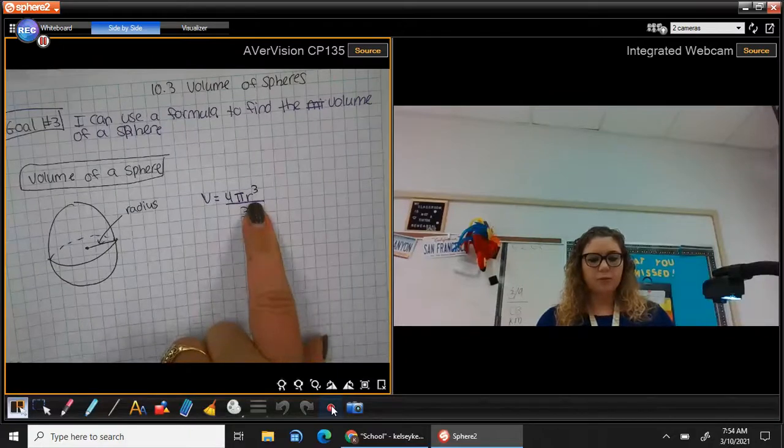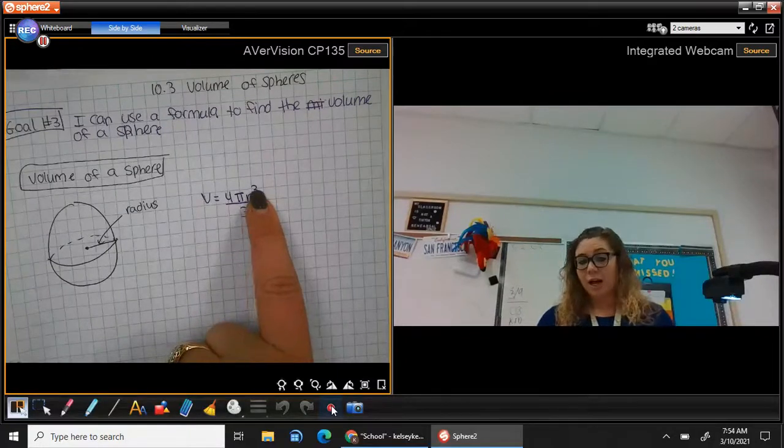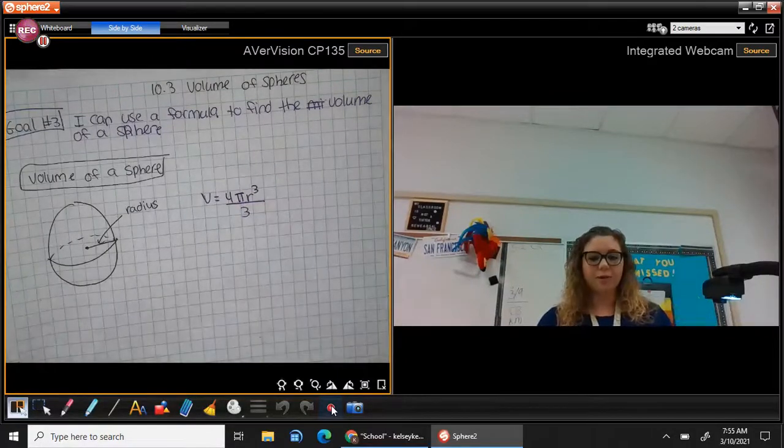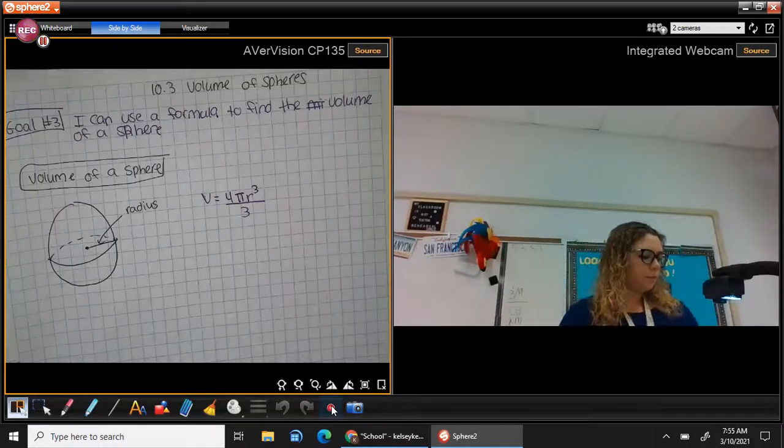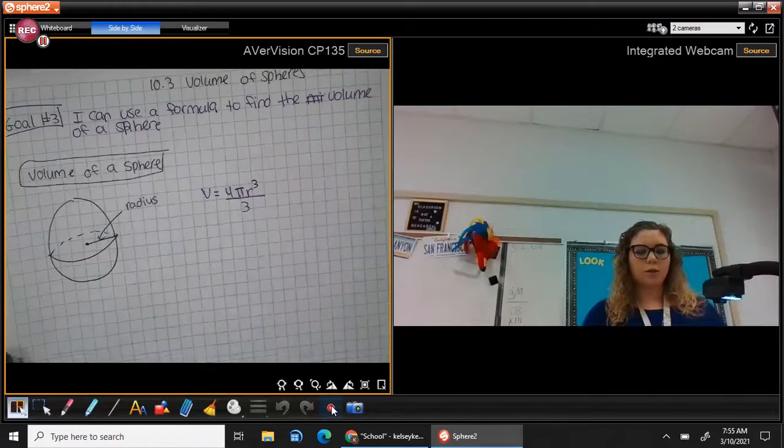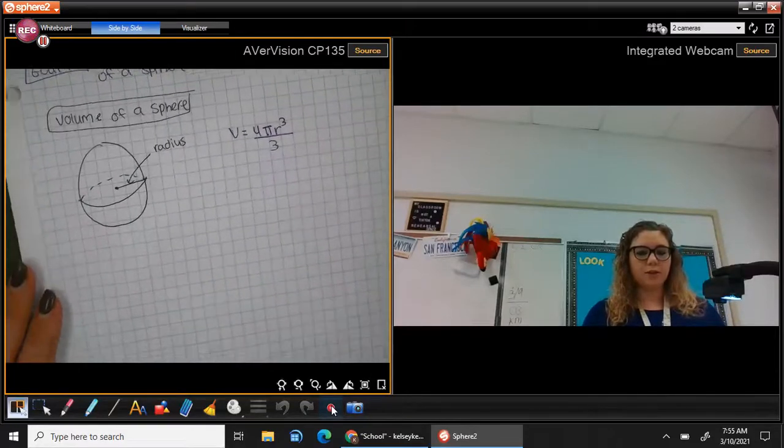So recognize that this has a 3, not a square. So when we talk about spheres, we're talking about cubes, okay? And you're just going to plug in your information. So let's do an example.